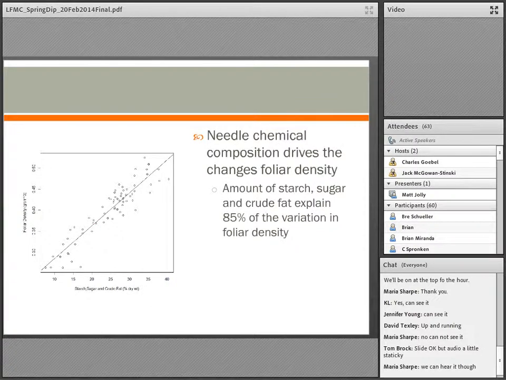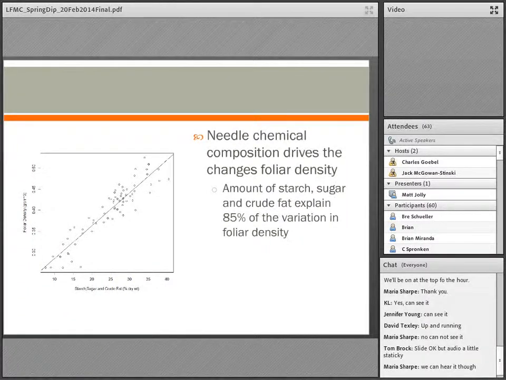So if we look at what explains these changes best, we'll see that the amount of starch, sugar, and crude fat as a percent of dry weight is strongly correlated to foliar density, meaning that 85% of the variation in foliar density is explained just by these three components of the fuel. But keep in mind that these three components make up, in some cases, as much as 40% of the dry weight of that fuel. And so these are not trivial changes in the distribution of these compounds within it.